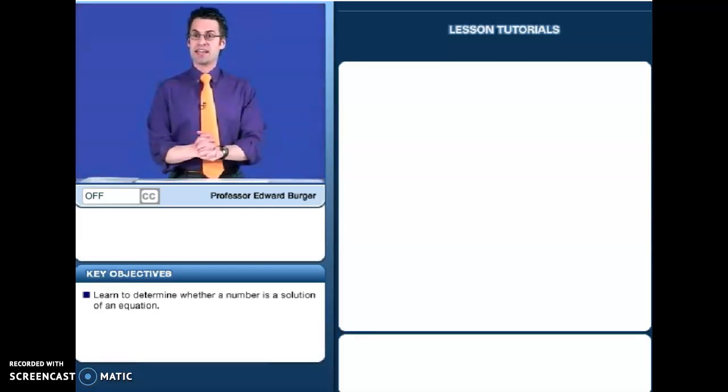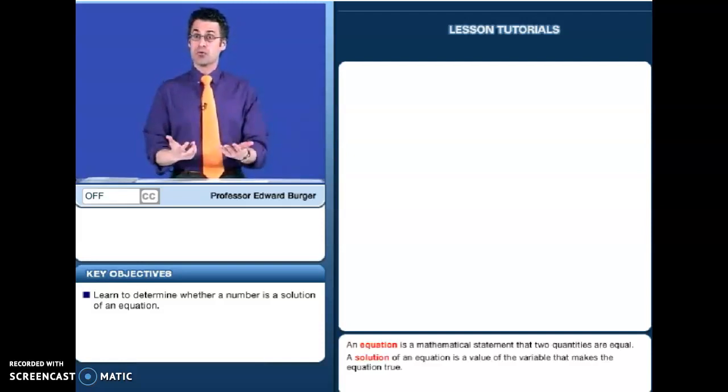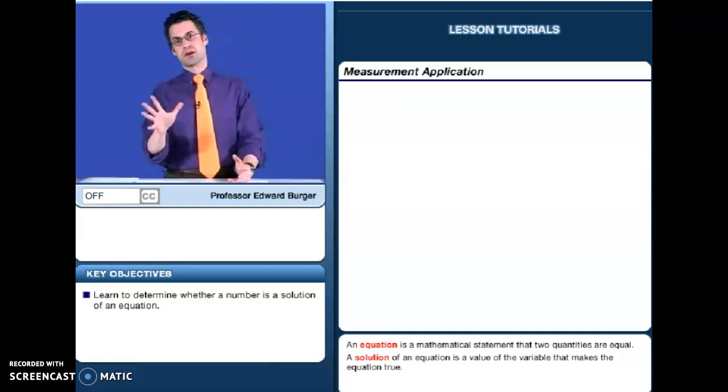So let's take a look at an example where we actually use equations and see if we have a solution in order to resolve an issue. And here's a great one I think you'll enjoy.